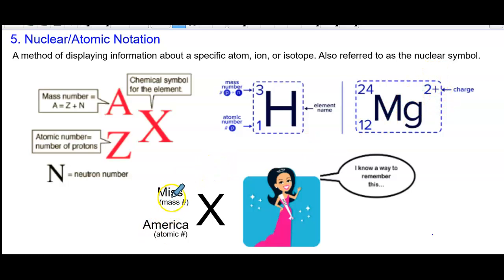Miss America is a way to trick your brain into remembering that mass number goes on top, atomic number goes on the bottom of the symbol. So here's a picture of Miss America. Mass number, atomic number, mass number, atomic number, mass number, atomic number.